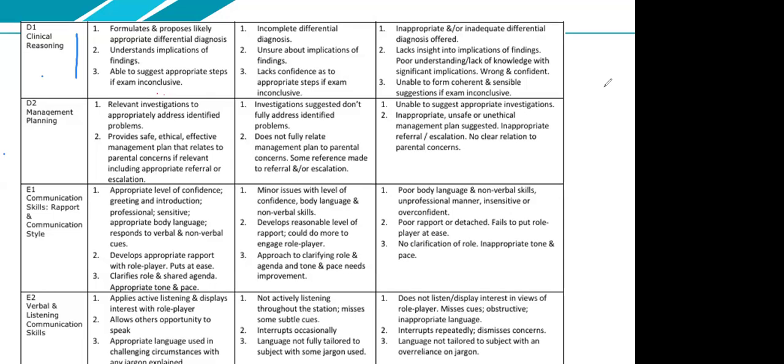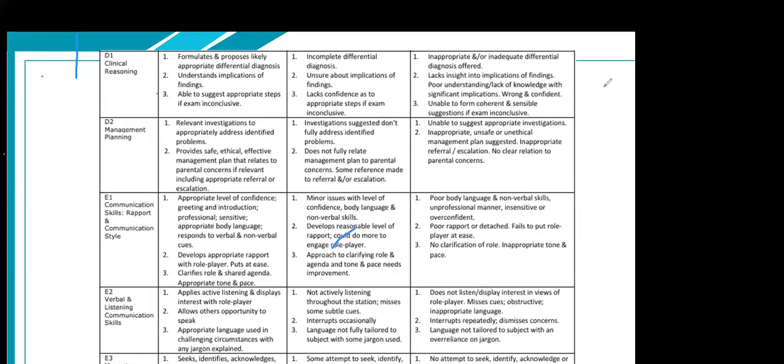Okay, so clinical reasoning is mostly in your history station as well, in your clinical examinations, when you have checked the physical examination and you have to give certain differentials to the examiner, right? So this comes in that.